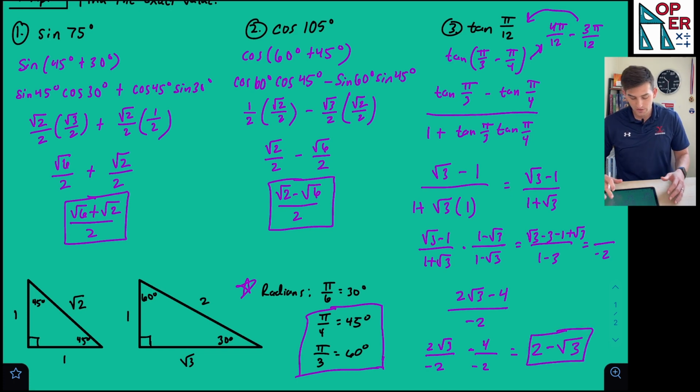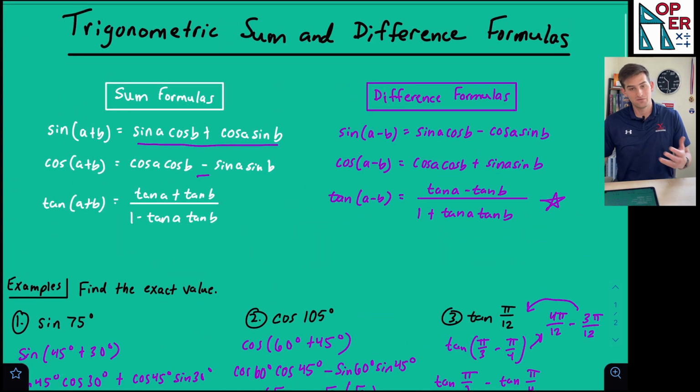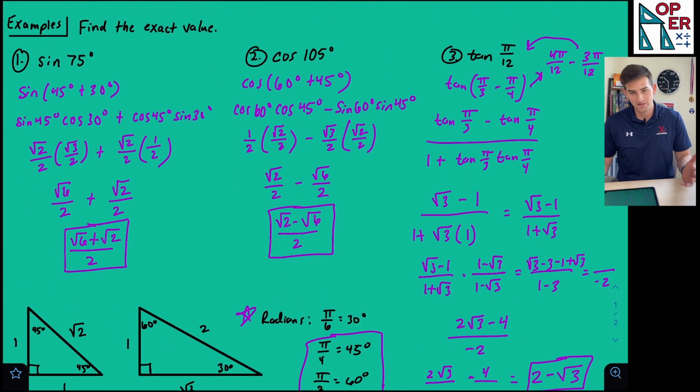And so that is how we can use some trigonometric sum and difference formulas to find exact values of sine, cosine, and tangent angle measures.